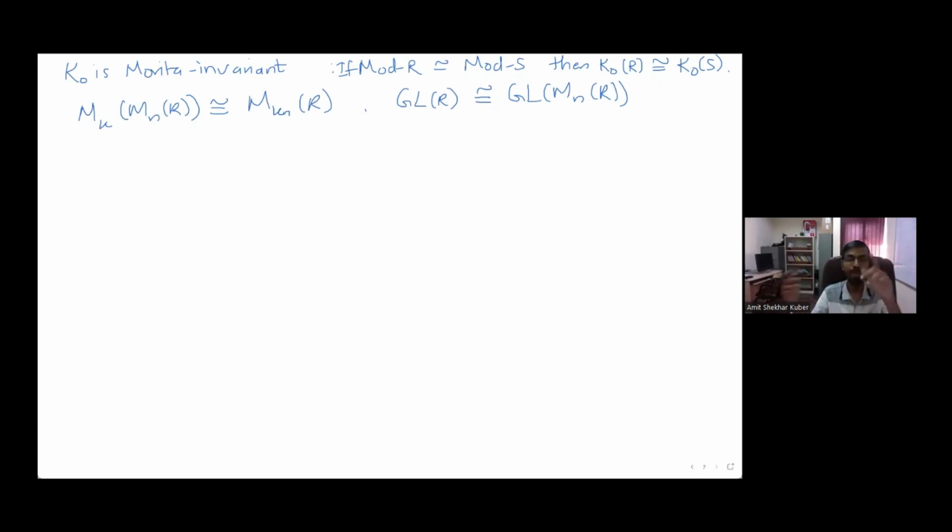Oh, wow, why am I talking about MNR? Yeah, that's not clear. So I want to say that R and MNR are always Morita equivalent. Identical. Their module categories are equivalent, and therefore their Grothendieck rings are also isomorphic.